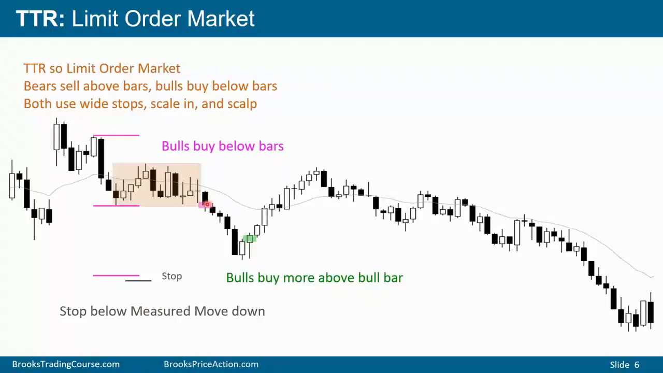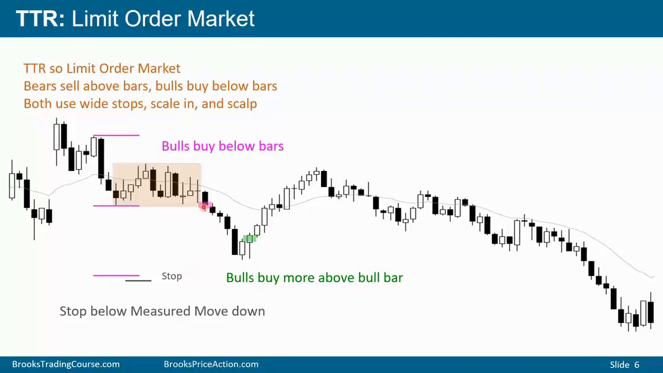A lot of these bulls will buy the size of a scalp below the first entry, maybe twice the size of a scalp below the first entry. More will look to buy above a bull bar reversing up if the stop does not get hit. This is a logical location for a stop.